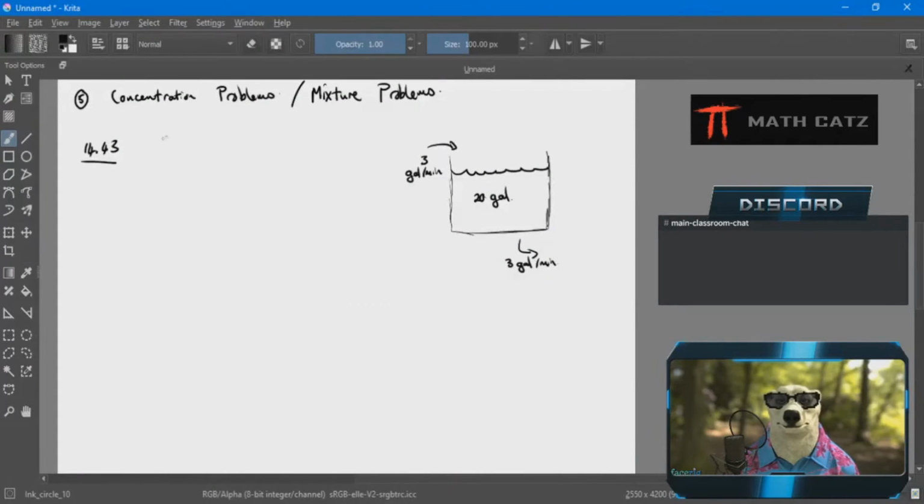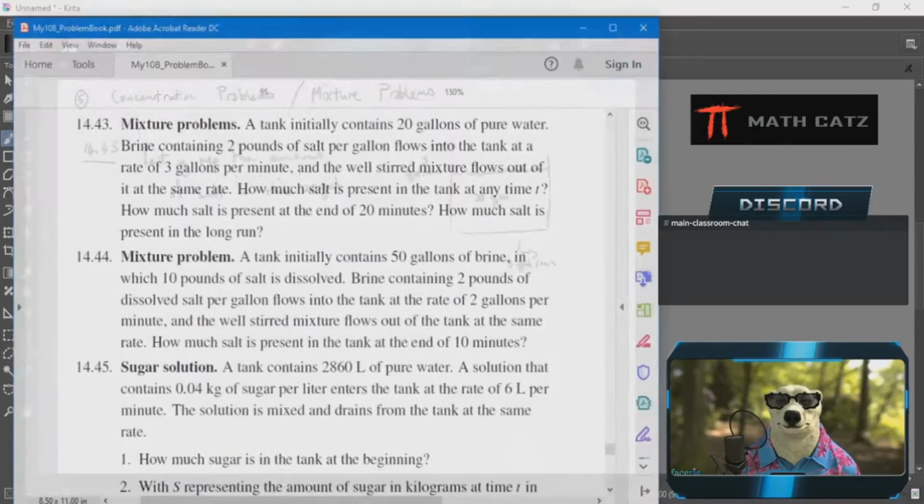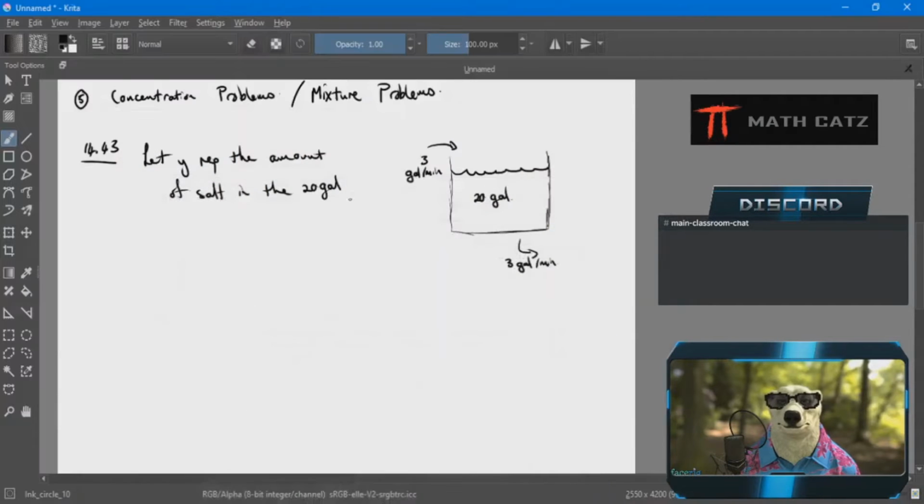Now I want to know the actual amount in pounds of salt that I'm going to have in this tank. So let's define a variable. Let's say y represents the amount of salt in the 20 gallon tank.